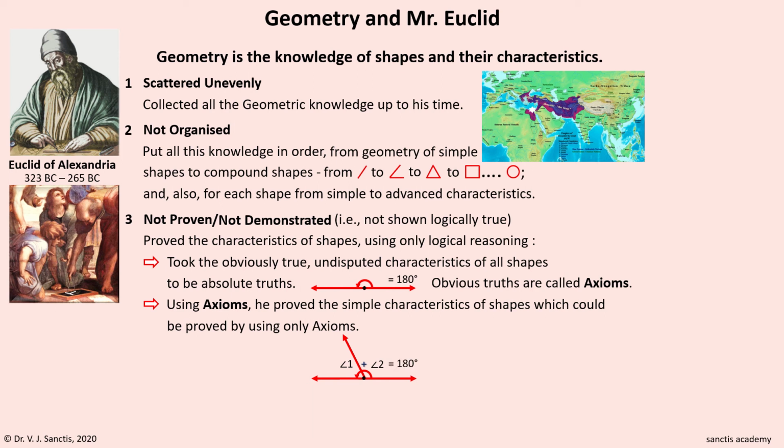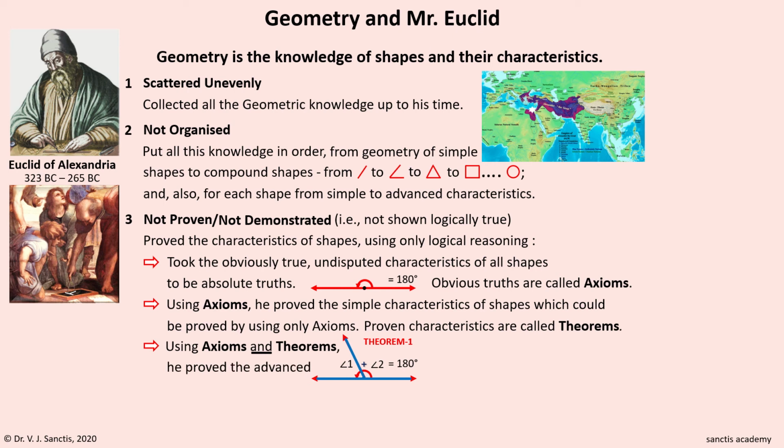So, we have used only an axiom and demonstrated characteristic 1 of straight lines, that if two straight lines are like this, then the sum of the angles formed is equal to 180 degrees. Proven characteristics are today called theorems. So this is theorem 1. Thereafter, using axioms and the proven theorems, Euclid proved the advanced characteristics of all shapes.